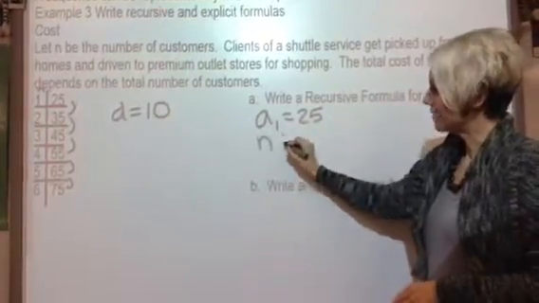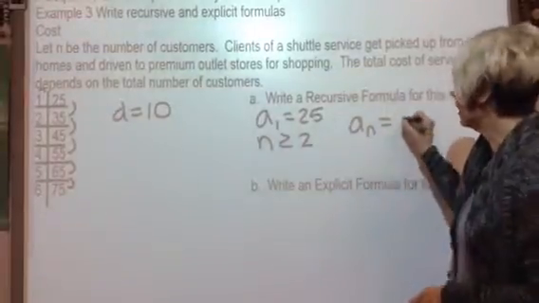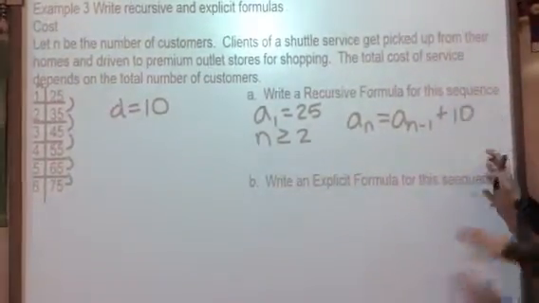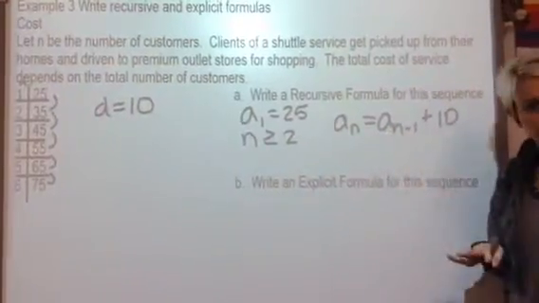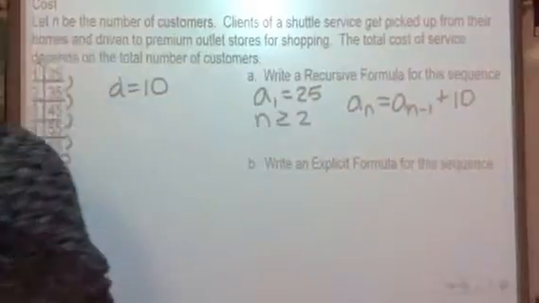I know my n has to be greater than or equal to 2. And my a sub n is going to be a sub n minus 1 plus 10. And I got this formula from using my notes. So you just look in your notes to find where the arithmetic sequence is.